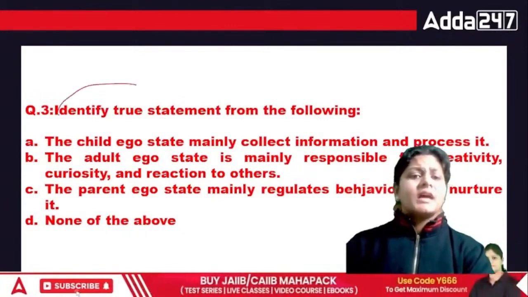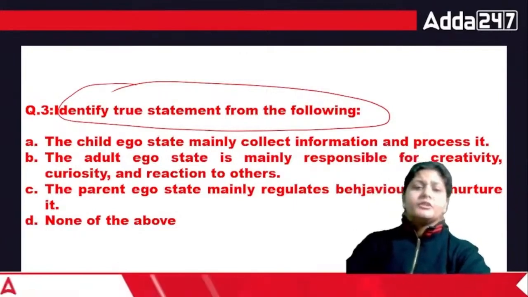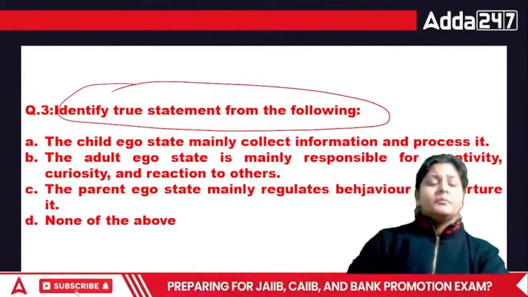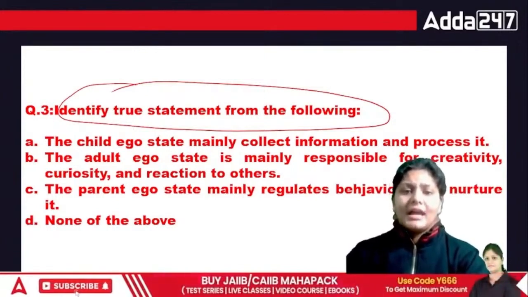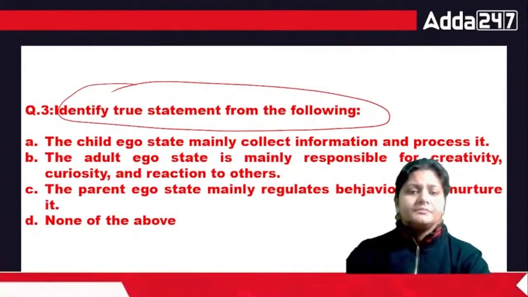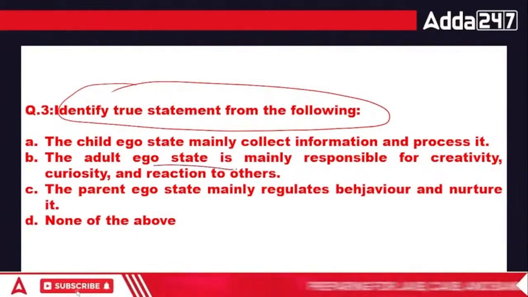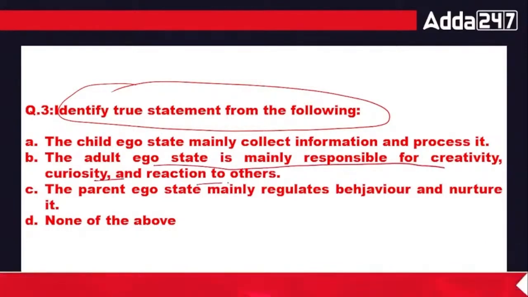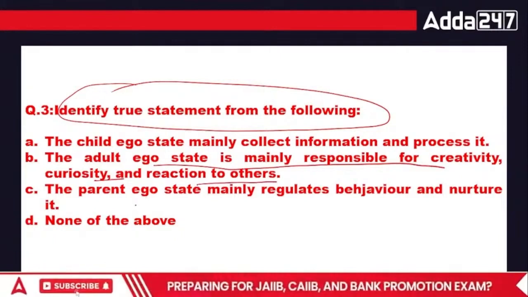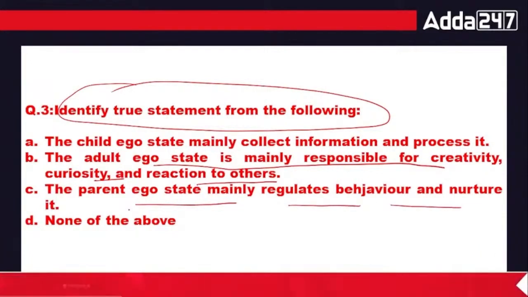Now the third question is, identify the true statement from the following, right? You have to identify which one is the true statement. Number one is, the child ego state mainly collects information and processes it. Okay, this is your first option. The second is, the adult ego state is mainly responsible for creativity, curiosity and reaction to others. The third is, the parent ego state mainly regulates the behavior and nurtures it. Okay, so which one is the correct statement?